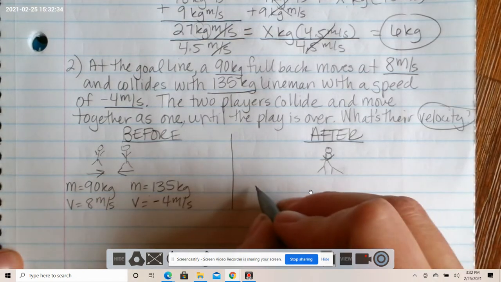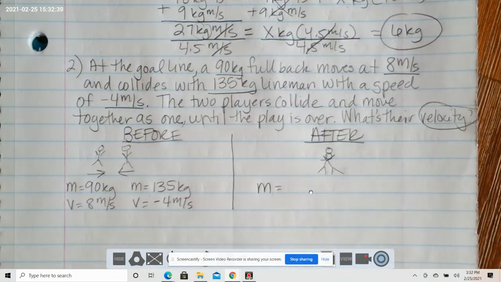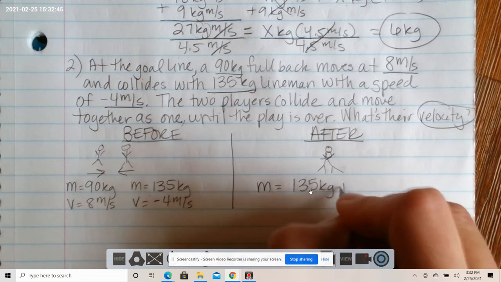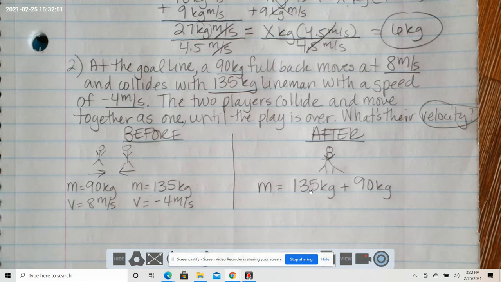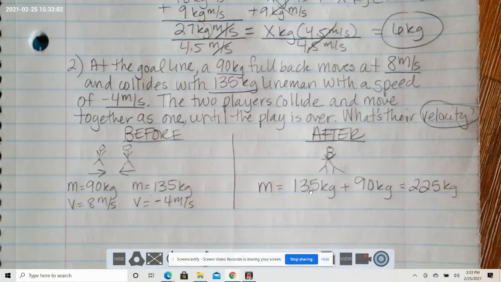Now, their mass is one, because they're stuck together in this tackle until the play is over. So we add their masses. So we're going to do 135 kilograms plus 90 kilograms. It just sort of makes me laugh when I look at it. So I know that 135 plus 100 is 235, but I'm going to take 10 away from that and say 225 kilograms is my mass. So together they have a mass of 225 kilograms. So now we know that we want the velocity after, and that's x meters per second.